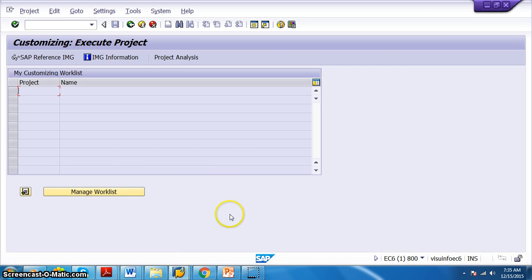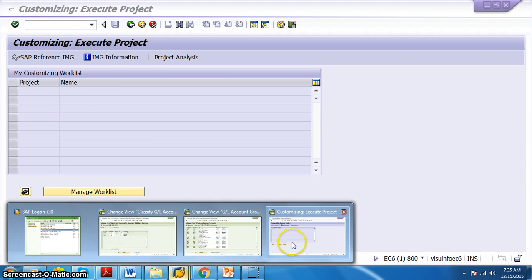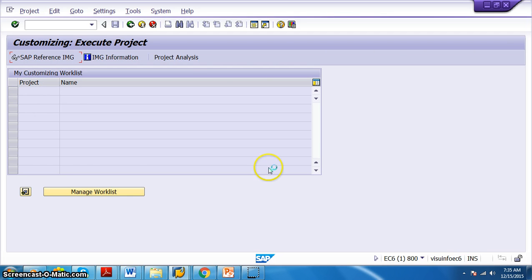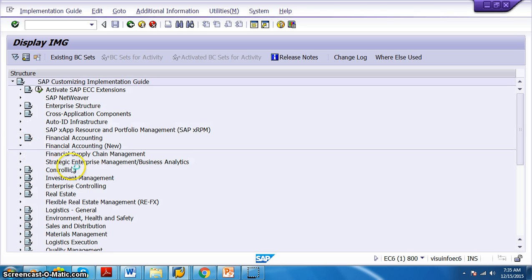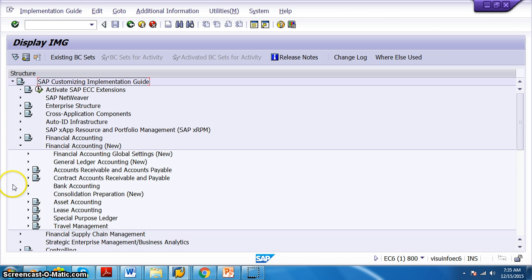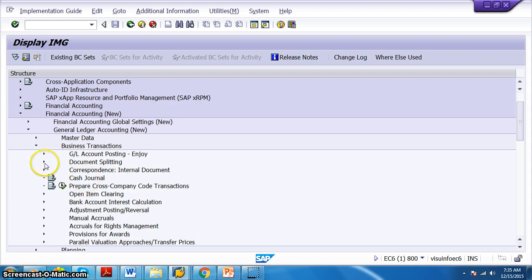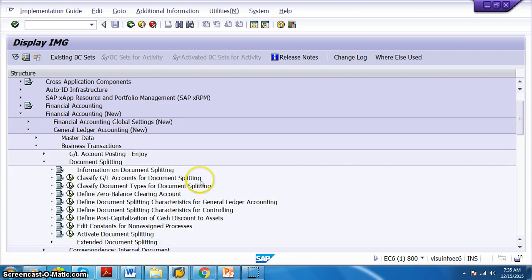To do that in the system, we need to come to the SPRO, SAP IMG reference, and in this we'll have something called Financial Accounting New. In that, we need to go to General Ledger Accounting, then Business Transactions, then Document Splitting, and Classify GL Accounts for Document Splitting.